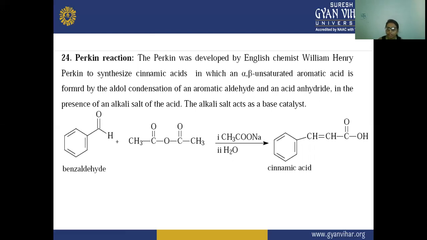The Perkin reaction was developed by an English chemist, William Henry Perkin, and it is used to synthesize cinnamic acid, which is your alpha beta unsaturated aromatic acid. It is formed by the aldol condensation of an aromatic aldehyde and an acid anhydride. In this, there is a presence of an alkali salt of an acid, and this alkali salt acts as a base catalyst. So here you will see this benzaldehyde is reacting with this acid anhydride, and in the presence of the sodium salt of an acid, there is a formation of this cinnamic acid.